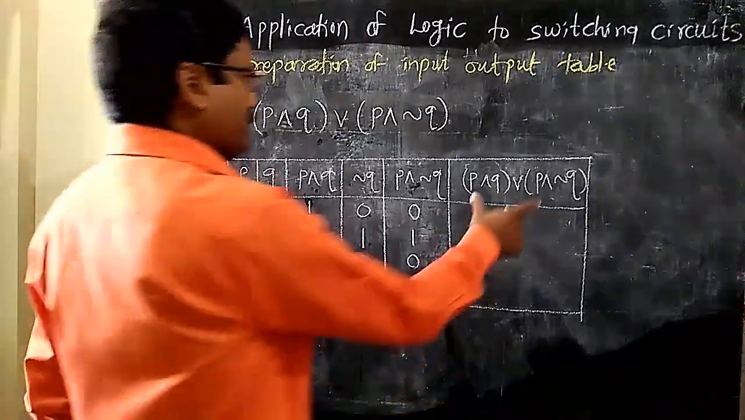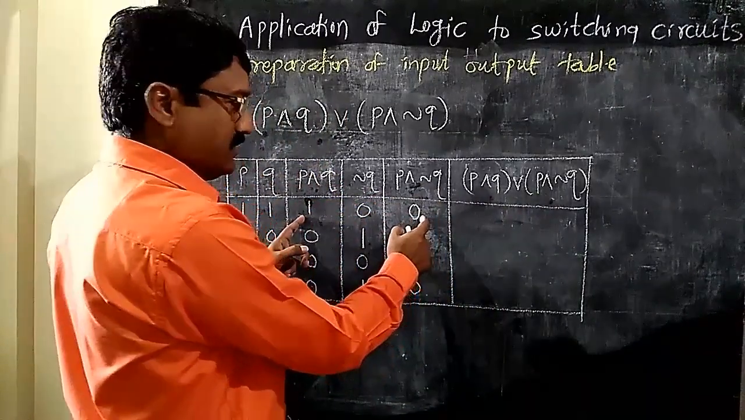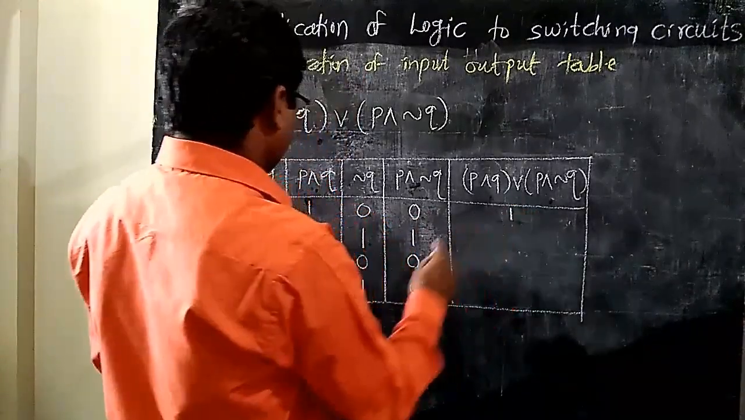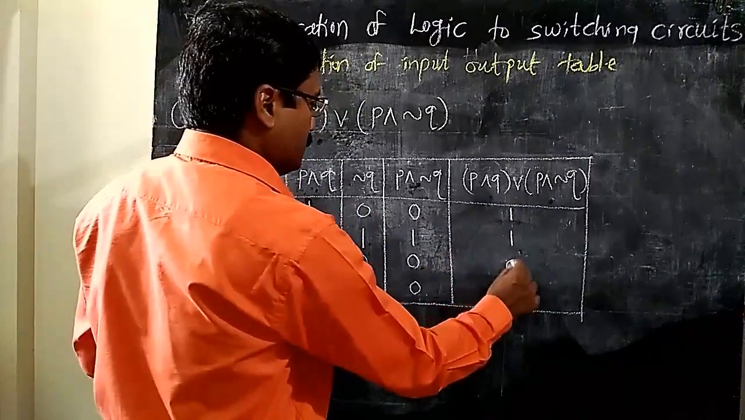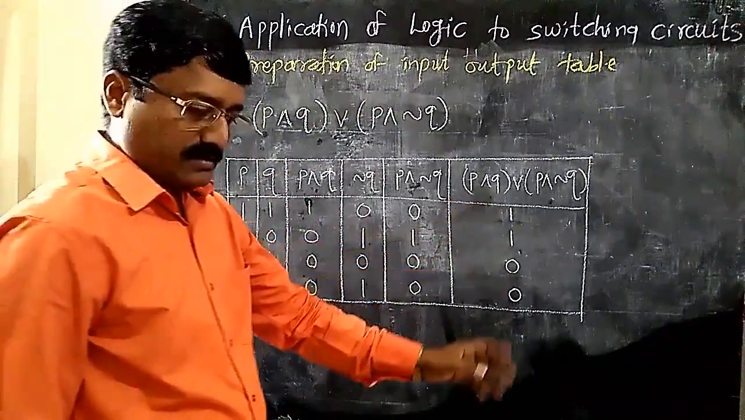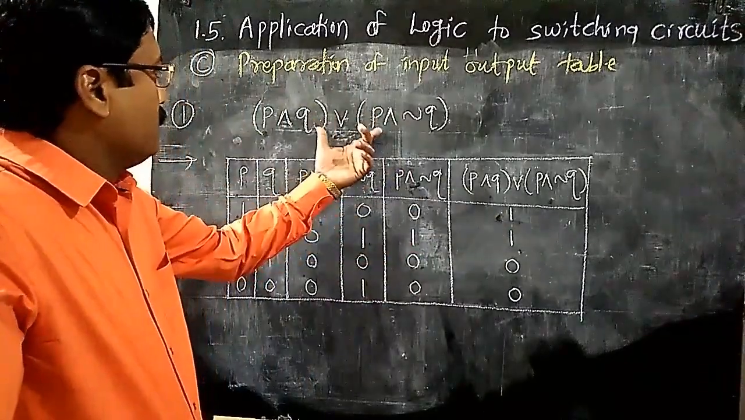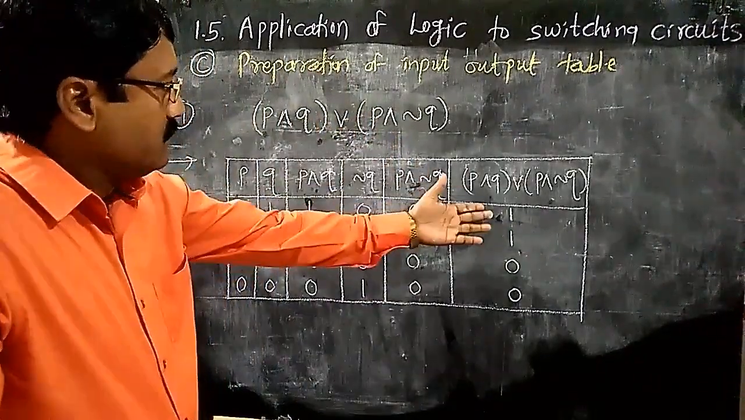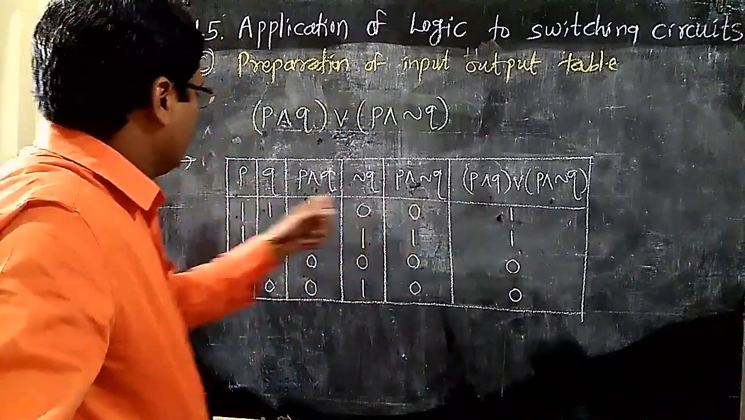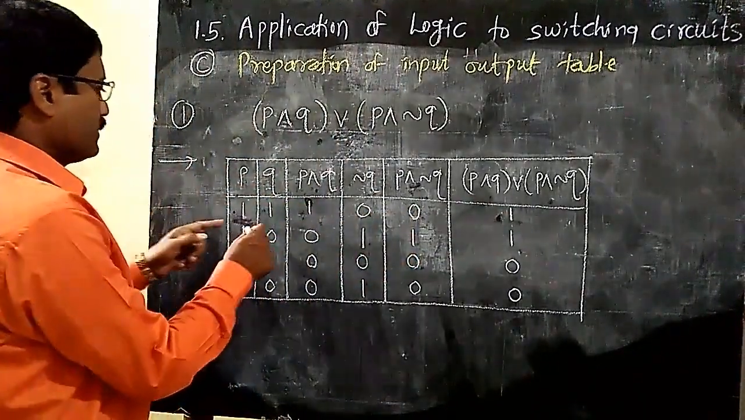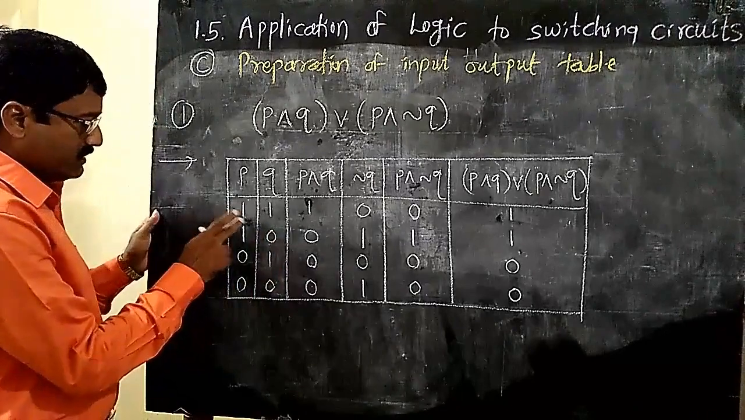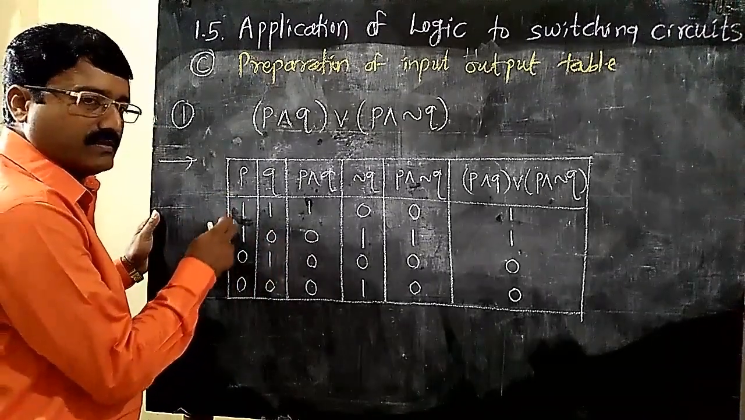So let us take the disjunction of these two. Disjunction means we can consider it as addition. So 1 plus 0 is 1, 0 plus 1 is 1, 0 plus 0 is 0, and 0 plus 0 is 0. So from the last column, we can see that this switching circuit or the lamp will glow if switch P is closed and Q is closed, or P is closed and Q is open. Means whenever this switch P is closed, the current will pass.